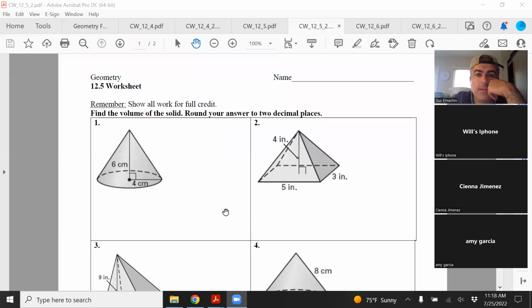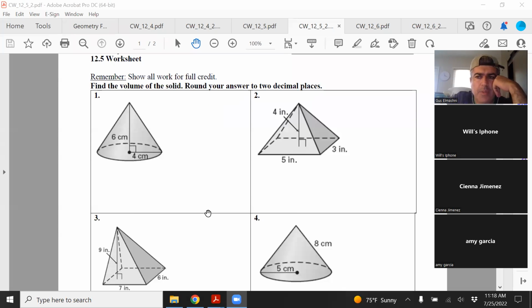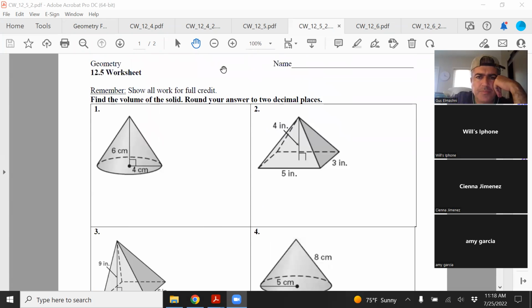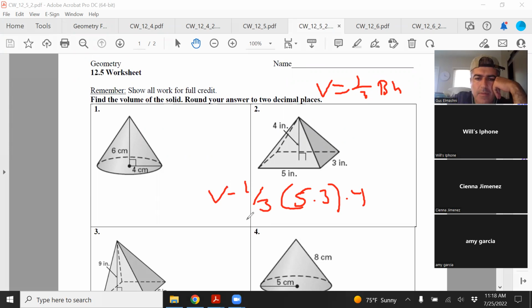All right. So let's talk about the evens first. Remember the formula for volume of a pyramid. There the base is 5 times 3, height's 4. So your volume is going to be 20 cubic inches. That's all. Should be pretty easy, right?